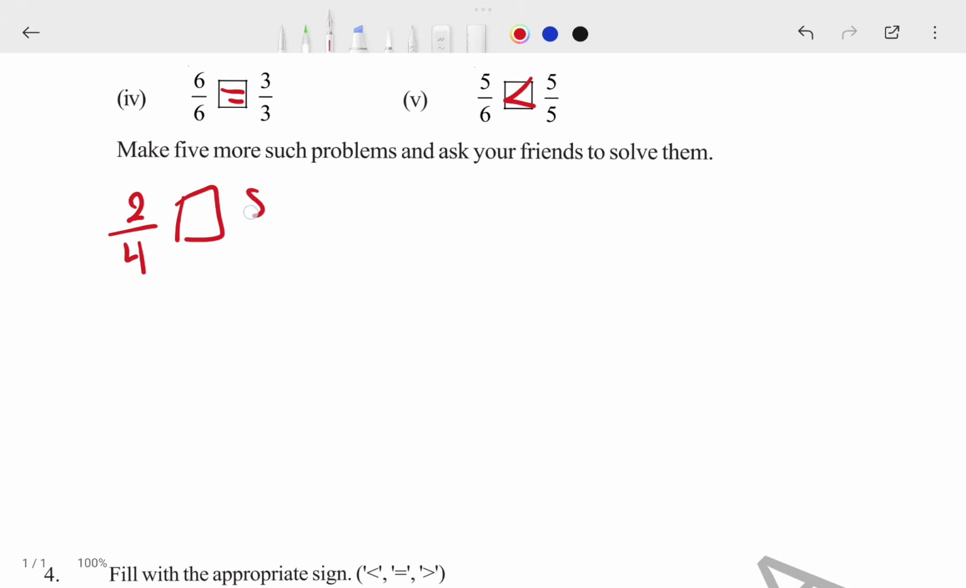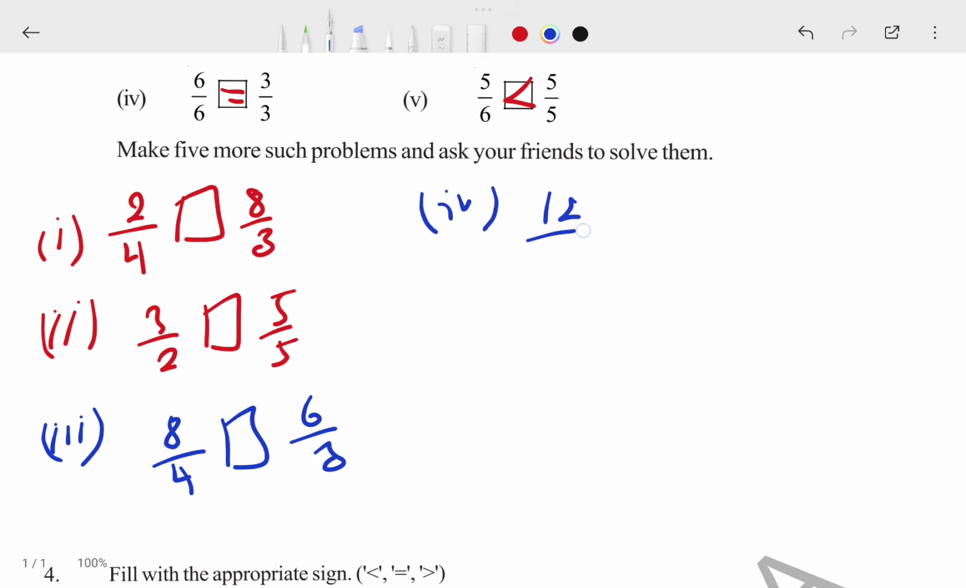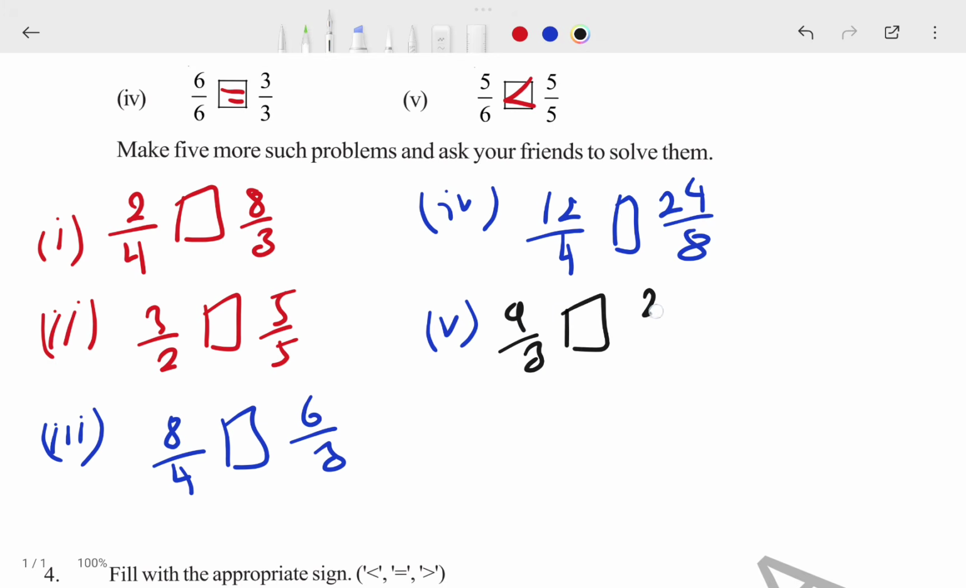You can make 8 by 3 as one problem. The second one you can make like 3 by 2, and again 5 by 5. According to you, whatever you want to make, you can make. This is 8 by 4, and then 6 by 3, and the fourth problem is 12 by 4, and that is 24 by 8. Generally these are the questions. And the fifth question is 9 by 3 and 2 by 3.